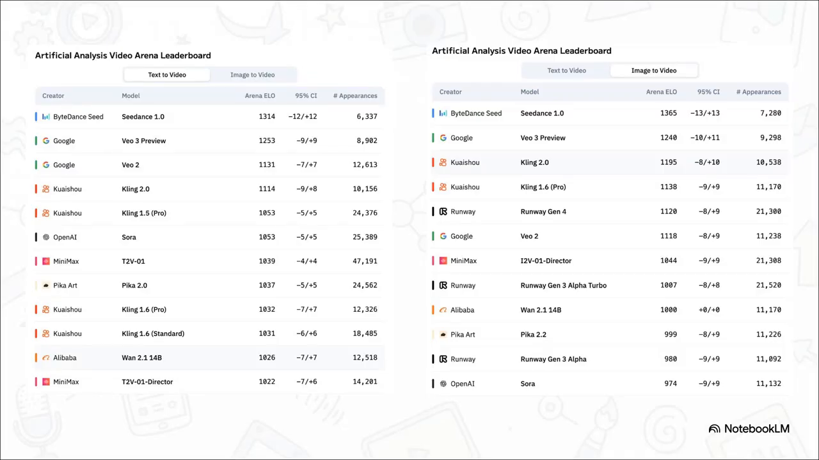Okay, so these leaderboards might look a little intense, but the story they tell is actually super simple. Seedance 1.0 was the very first model, a single unified model, to snag the #1 spot for both text-to-video and image-to-video generation at the same time. It wasn't a specialist anymore, it was a master of both trades, which was a massive leap forward.